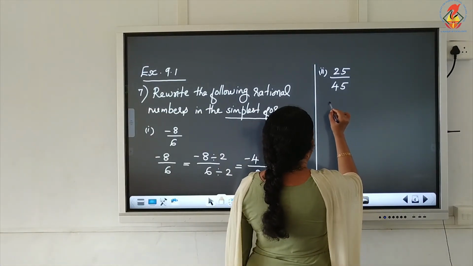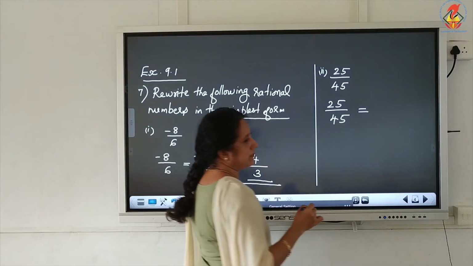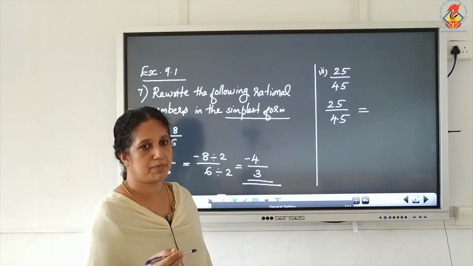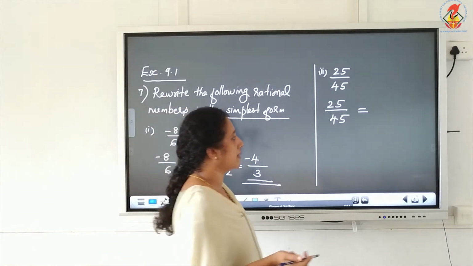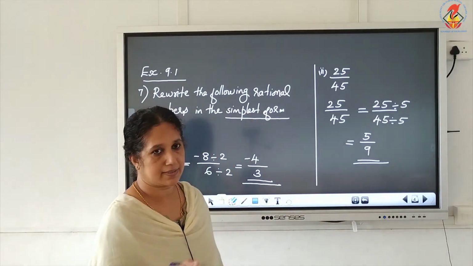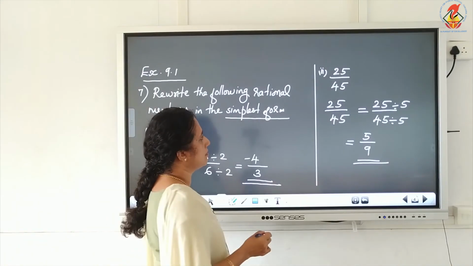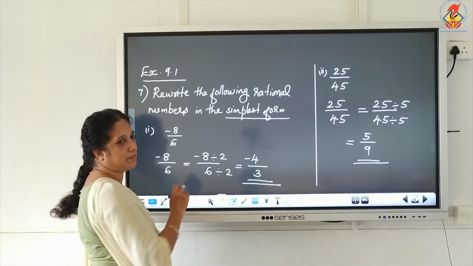Next, 25 by 45. For 25 and 45, which is the highest common factor? They are multiples of 5. Therefore, we can say that 5 is a common factor and 5 is the highest common factor. So, 25 by 45 divided by 5 divided by 5, both numerator and denominator, gives 5 by 9. So, 5 and 9 have no common factor other than 1. Therefore, that is the simplest form of 25 by 45. Here the question is you have to write it in the simplest form.